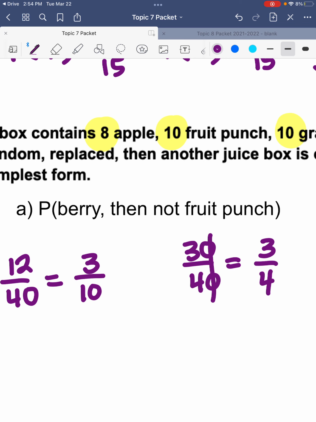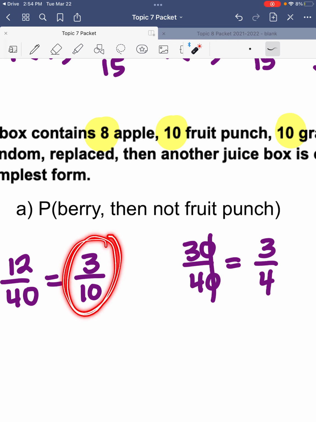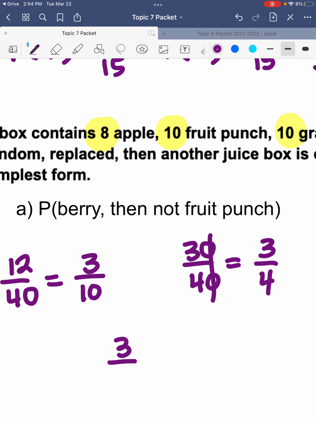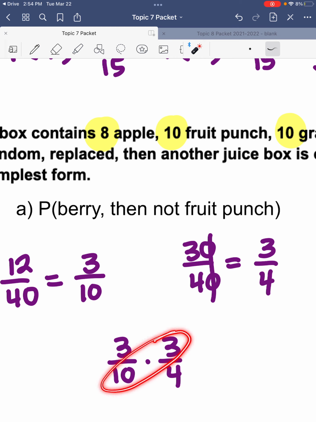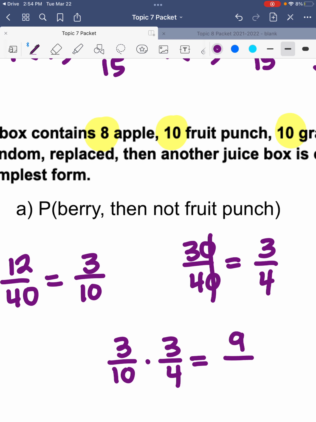So now what do I do? Well, now I multiply my two probabilities together. So 3/10 times 3/4. Does anything reduce? Look diagonally. So 10 and 3 don't reduce. 4 and 3 also don't reduce. So we're just going to multiply across. 3 times 3 on the top is 9, and 10 times 4 on the bottom is 40. So 9/40 is the probability of both events happening.